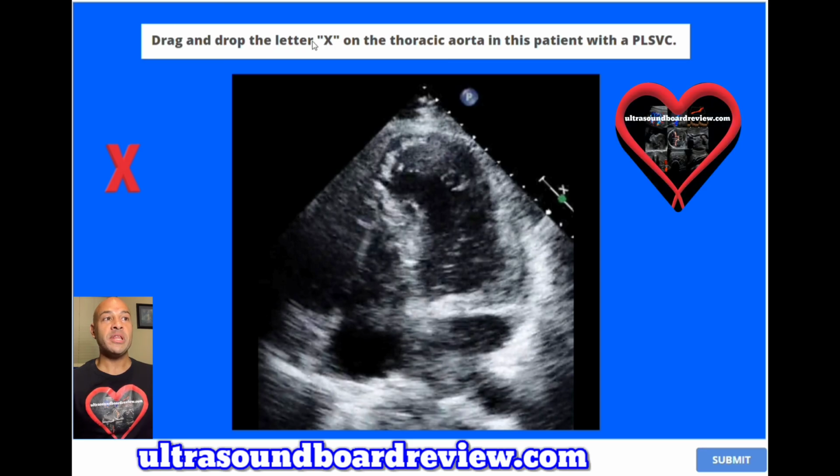Question 128. Drag and drop the letter X on the thoracic aorta in this patient with a persistent left superior vena cava. The answer is right here. That's the thoracic aorta. So I'll just put my X right there. And this image was obtained by tilting your transducer posteriorly. That way you can see the dilated coronary sinus in the long axis view. This is the right atrium, right ventricle, and left ventricle.